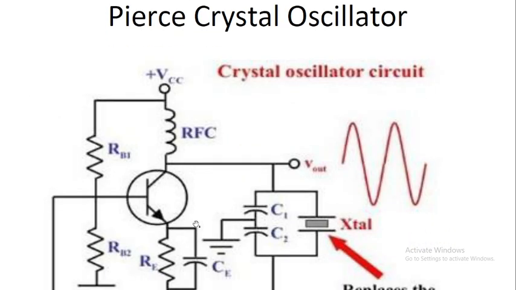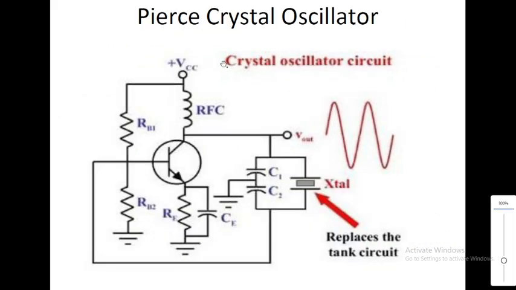Now we are going to discuss the types of crystal oscillator. Basically there are two different types of crystal oscillator. The first is called the Quartz crystal oscillator and the second type is called the Miller crystal oscillator.